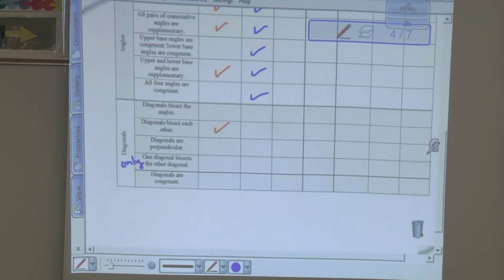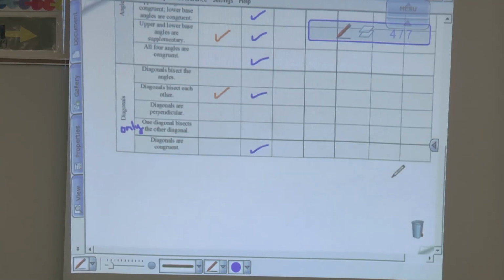What do you guys think? Is there anything else that we can check beyond the parallelogram properties which we know are true? Yes, Karen? Diagonals are congruent. Diagonals are congruent. In fact, I want to just draw a quick diagram of what the diagonals would look like for a parallelogram and for a rectangle.